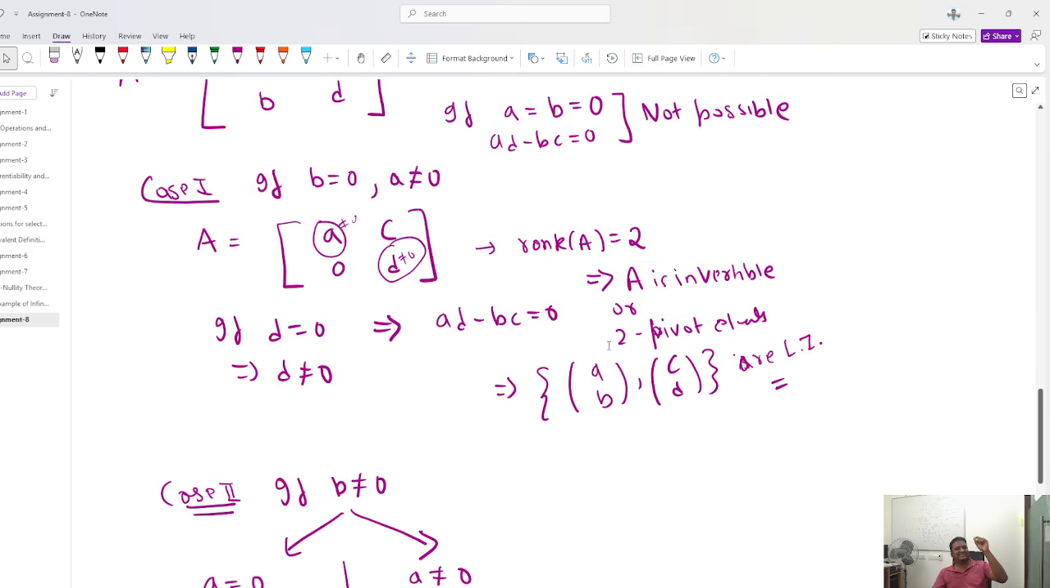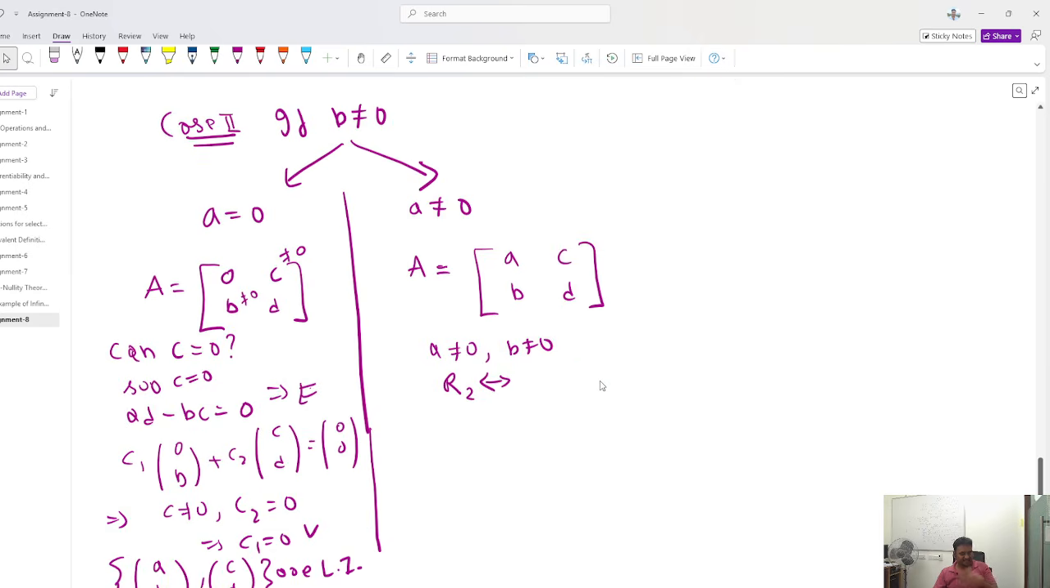You cannot make B 0, right? Because you don't know what A and B are. And while applying a row operation, when you multiply some row with something, you cannot multiply with 0. That's why it makes sense to consider these kinds of cases.